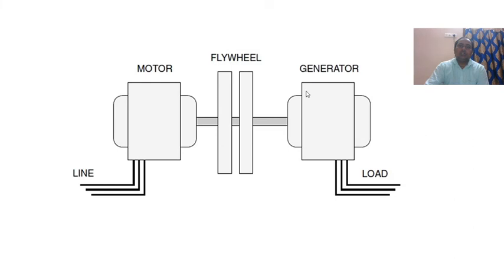So this is a motor generator set. The line is connected to the motor. This is a flywheel. The flywheel stores energy in mechanical form. This is a generator set. Whenever the load needs compensation, the flywheel gives mechanical energy to the generator. The generator converts mechanical to electrical energy.